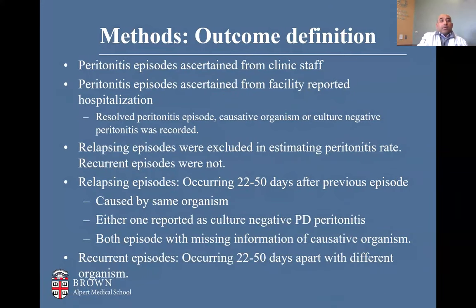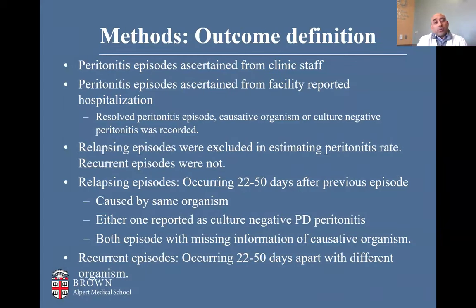Now, how were the outcomes defined? When there was a peritonitis episode, the staff was the one that reported it, and also reported if that peritonitis episode led to hospitalization. Every resolved peritonitis episode was counted as an episode, and the causative organism, or if it was a culture negative peritonitis, was all recorded.